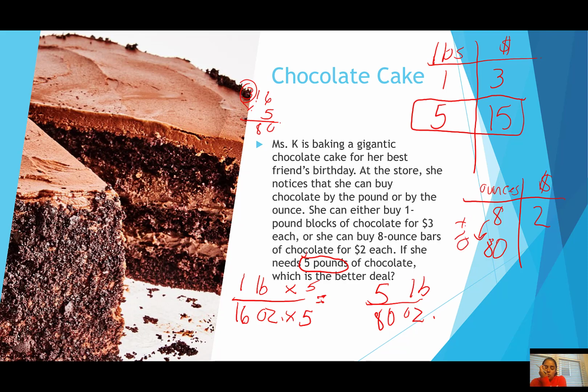So let's multiply the $2 times 10. And what do I get? 80 ounces of chocolate is going to cost $20. So which is the better deal? Which is cheaper, if I buy the chocolate in pounds or I buy the chocolate in ounces? If you compare them, 80 ounces of chocolate, which is the same as 5 pounds of chocolate, costs $20, or 5 pounds of chocolate, which is the same as 80 ounces, costs $15. This way buying the chocolate in pounds is cheaper than buying the chocolate in ounces.